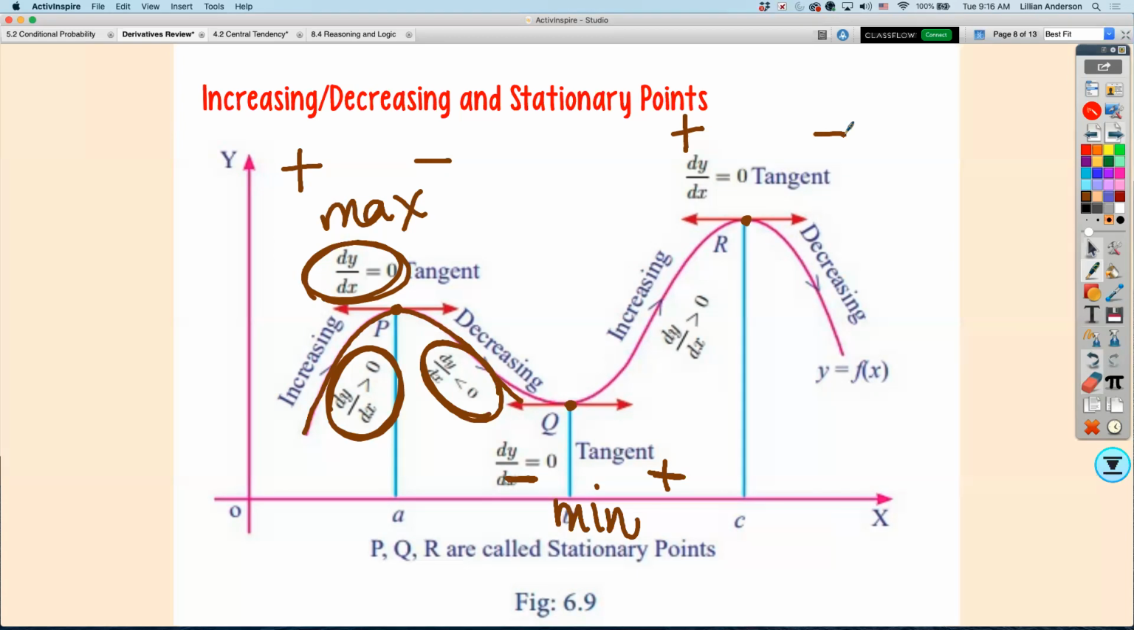So the important things to pull from here, what are circled in brown? When the derivative is greater than 0, I'm increasing. When the derivative is less than 0, I'm decreasing. When the derivative is equal to 0, I have a stationary point, a turning point, a maximum, a minimum. It's a max if I go from positive to negative. It's a minimum if I go from negative to positive.